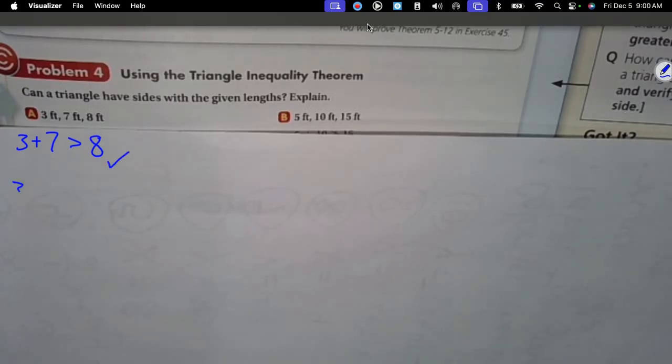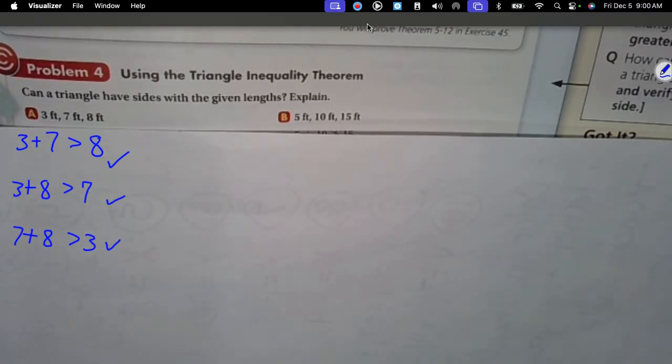Let's do, how about 3 and 8? Is that going to be bigger than 7? Yeah, now what's the ones I haven't put together yet? 7 and 8. If I put those 2 together, is that bigger than 3? Does everybody see that? Just pick 2 sides, add them together, and they have to be bigger than the other side. Does that make sense? And I just went through all of them, like mixing it up. 3 and 7 together, 3 and 8 together, and then I put 7 and 8 together.